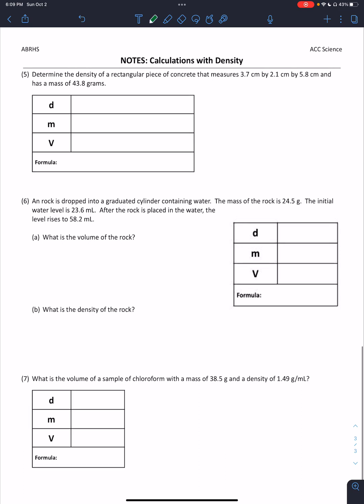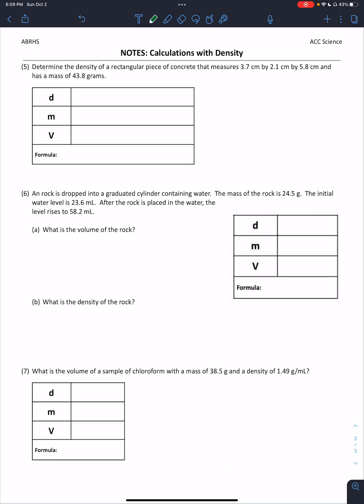All right. Hopefully that went well for you. I want to look at numbers 5 and 6 together. These are a little different than what we've been doing because of the volume piece.